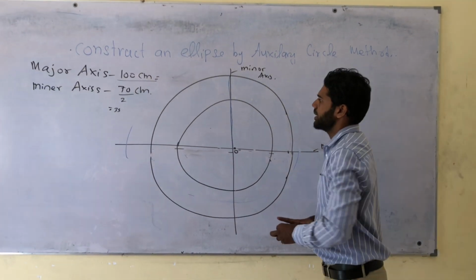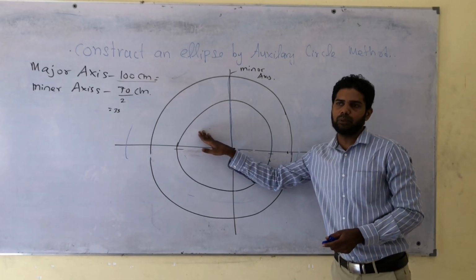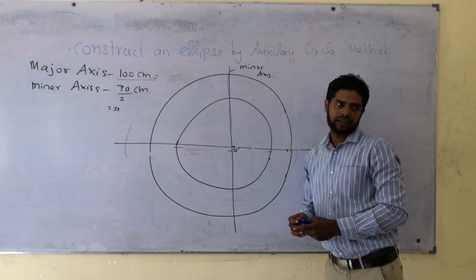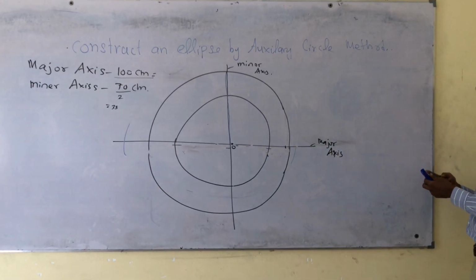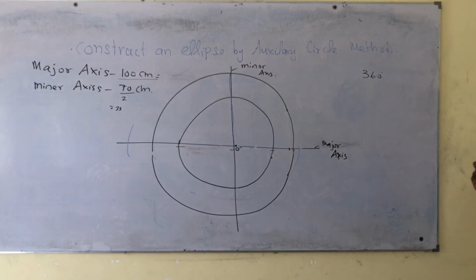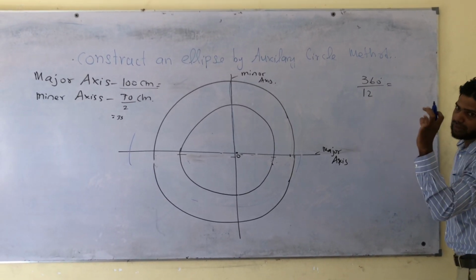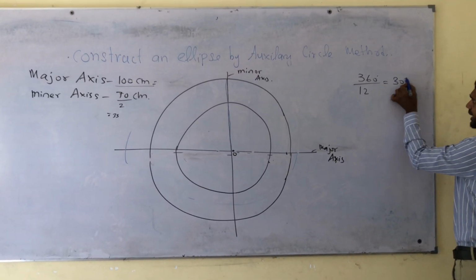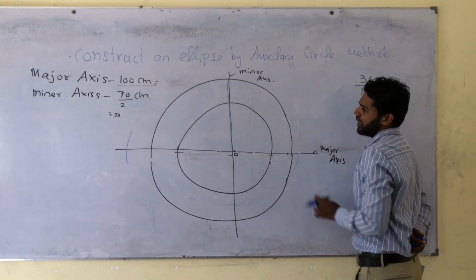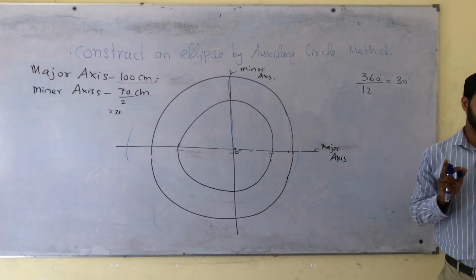The next step is, on that circle, you have to make 12 divisions or 12 equal parts. I think all of you know, one circle is equal to 360 degree. So let's divide into 12. So for one division or one section, it will come 30 degree. So you have to divide this circle into 12 parts.